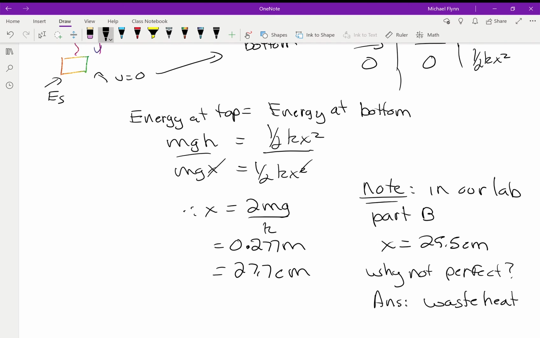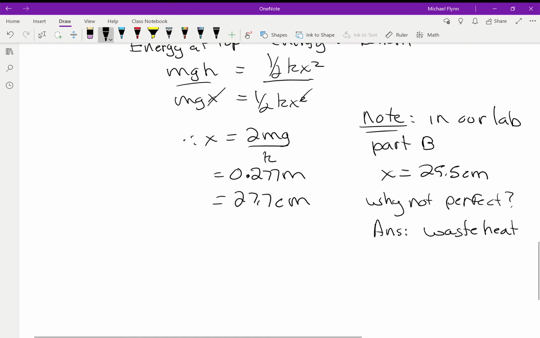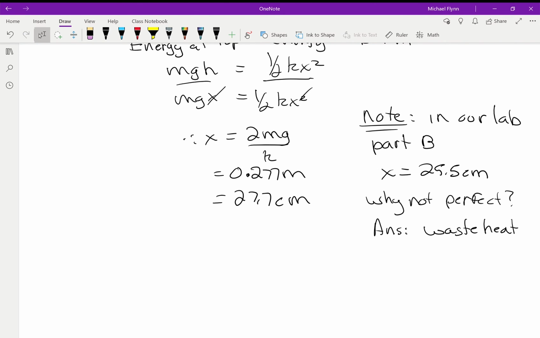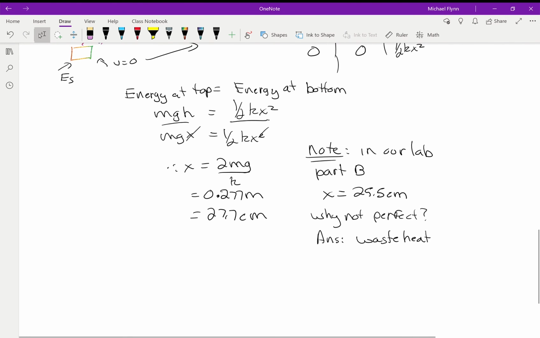We can figure out how much waste heat there was in the system. In fact, that's one of the questions I'm going to make for your lab. But yeah, there was a little bit of waste heat there, so we lost some energy, and so it didn't stretch out as much. So anyway, that is how you do questions involving springs.